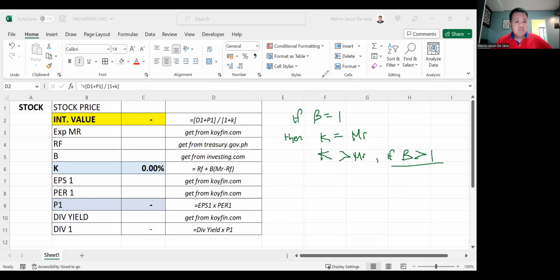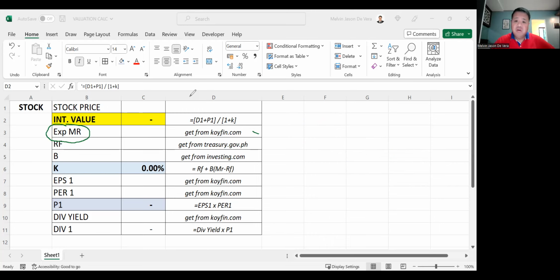So the thing is, where are we going to get the data? Okay, so I will expose you to different sites. One is Coifin.com. This is where we may get the performance of the PSEI. And then we get the risk-free rate from Treasury. And we can use investing.com to get the beta of the stock. Okay. Then we can get estimates of the EPS and the PE ratio from Coifin as well. The dividend yield can be sourced from Coifin as well.